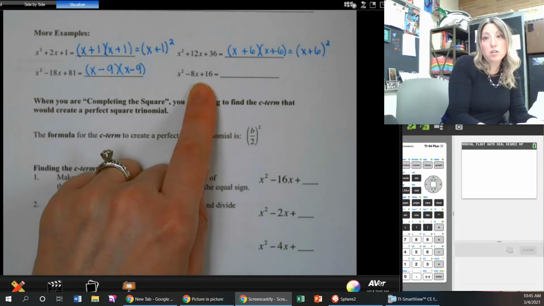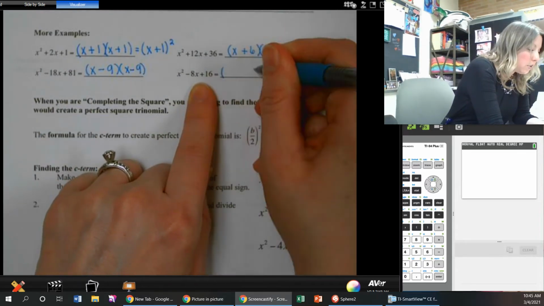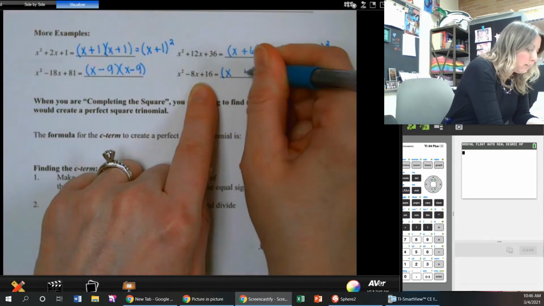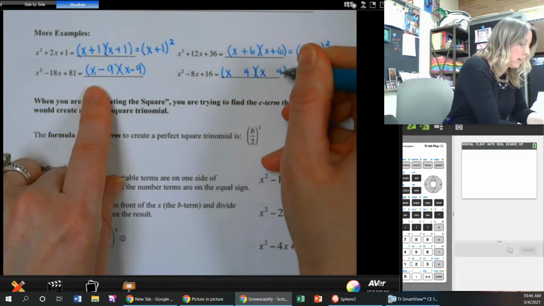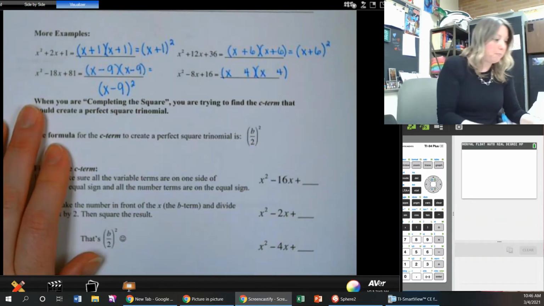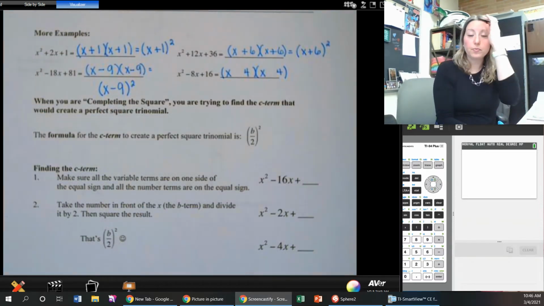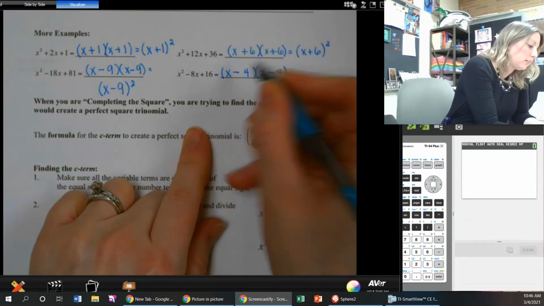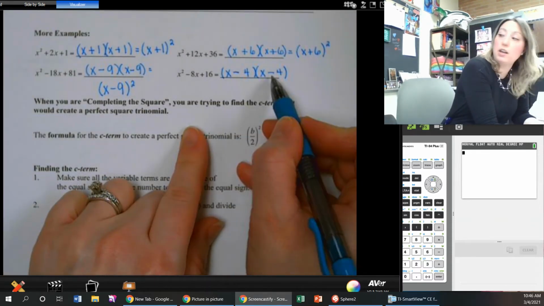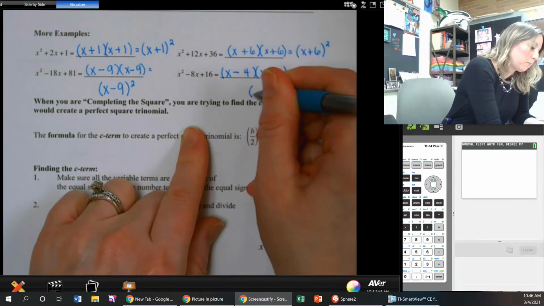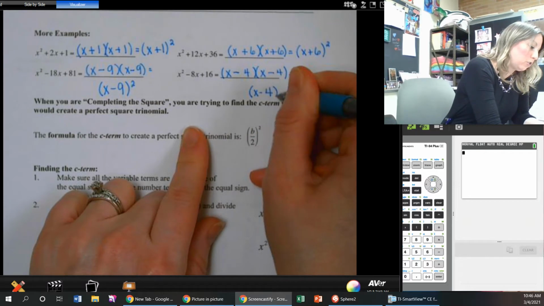Last one. What are the factors of 16 that are going to add to give me 8? That would be 4 and 4. Oops, I forgot to write this guy as the binomial squared. My bad. There we go. Again, both negative because the end term is positive, so these guys have the same sign, and it is the same sign as the middle. And now we write it as x minus 4 in parentheses squared.